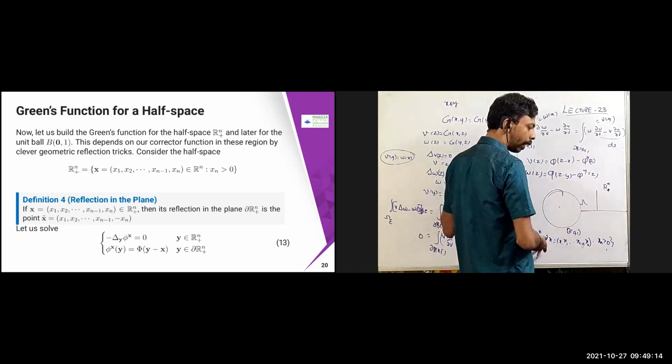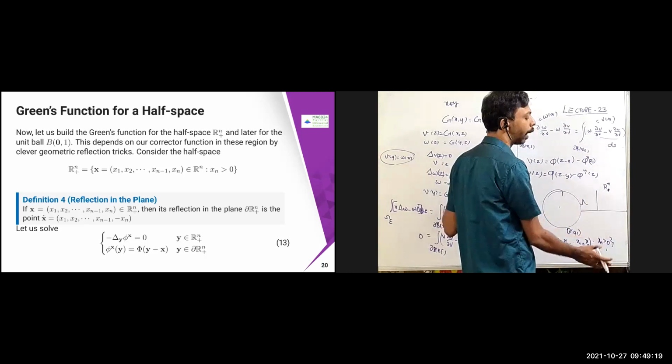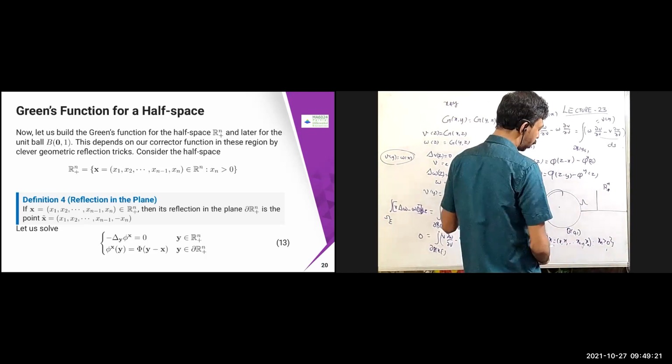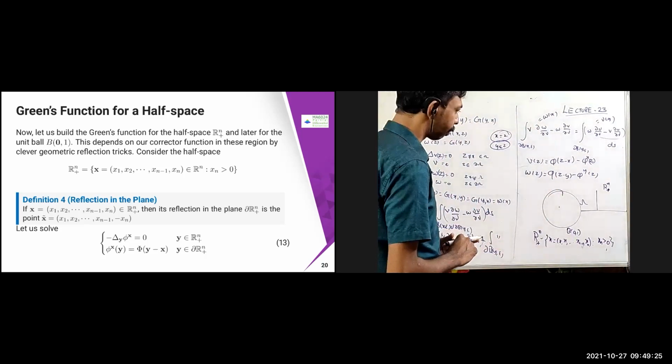Same thing you are going to do for the n-dimensional case also. The last coordinate, if it is negative, you are going to omit it. That is going to be called the half plane.